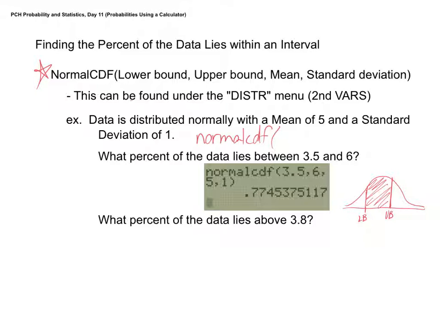But you're going to type, in this example here, if we want what percent of the data lies between 3.5 and 6, if our mean is 5 and our standard deviation is 1, we're going to type in 3.5, comma, the comma is right above the 7 key, 6, comma, 5, comma, 1. You hit enter. On the 84, at the bottom it says paste. Basically, it's constructing this for you. You hit paste and it's going to put it on your home screen there. And then you can hit enter and it will calculate it. Okay, comma is right above the 7.